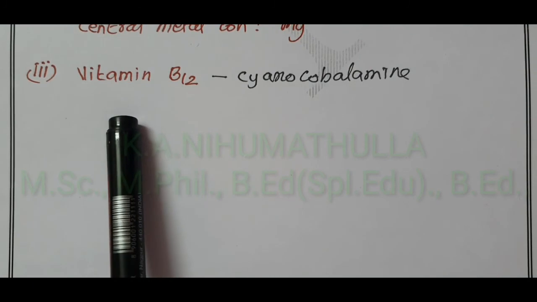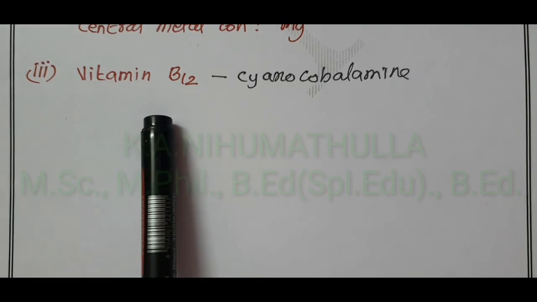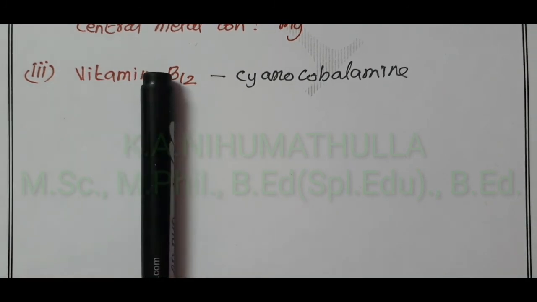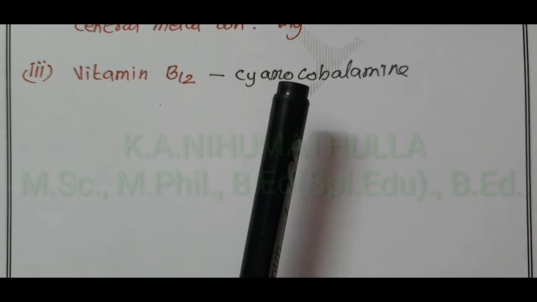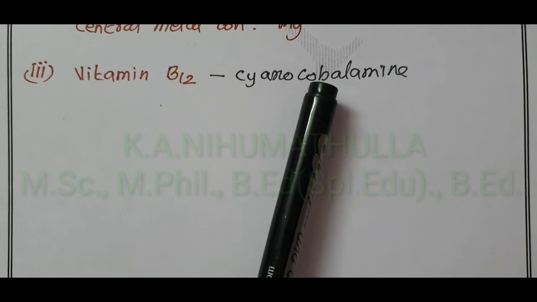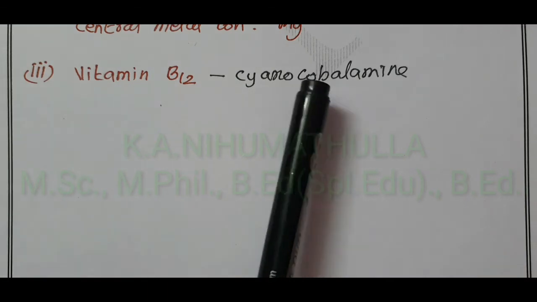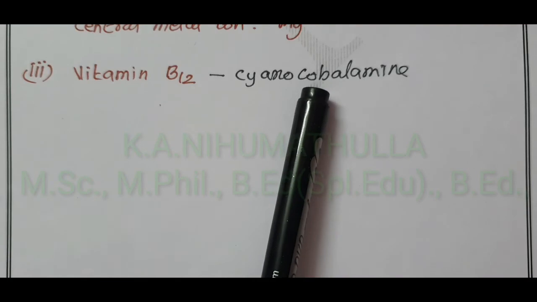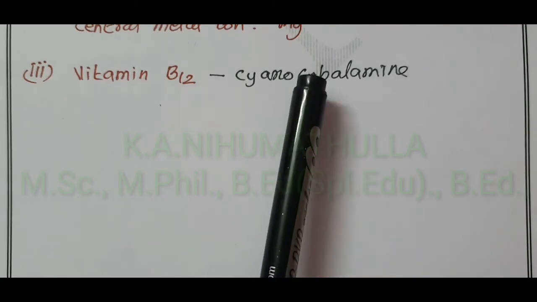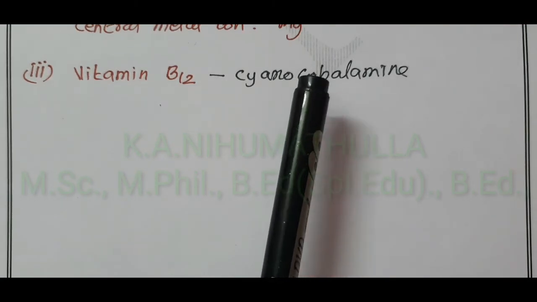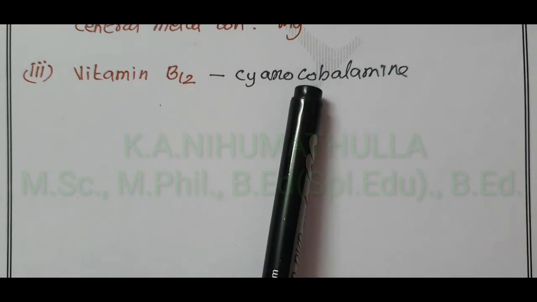The central metal ion is cobalt, and it is in the +1 oxidation state. The coordination number of cobalt is 6. Five bonds are occupied by nitrogen of the different modified porphyrin-like rings, and the 6th position is occupied by one side chain, that we are going to discuss.